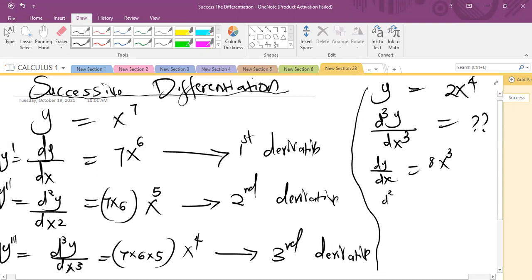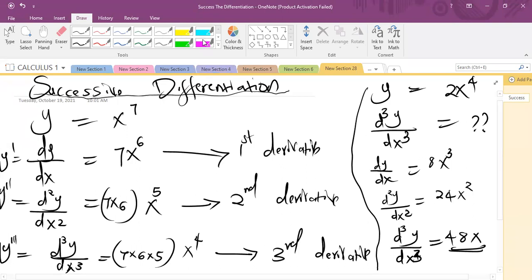Let's differentiate again to get d²y/dx². This will be 24x squared. Differentiating again to get d³y/dx³, this will be differentiating this, 24 times 2. That will be 48x raised to power 1. So basically, that's how you go about successive differentiation of any term.